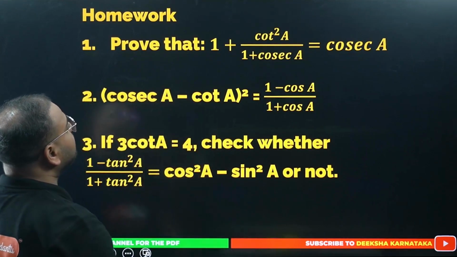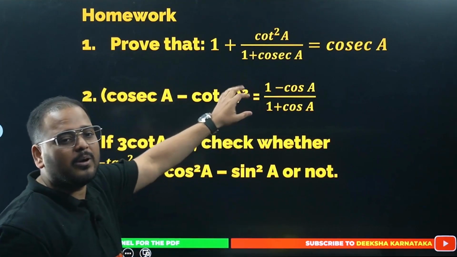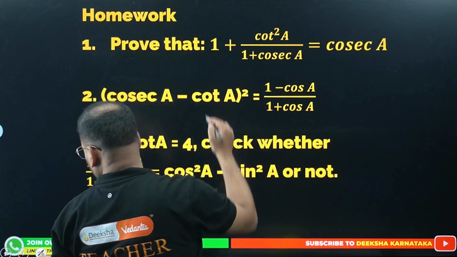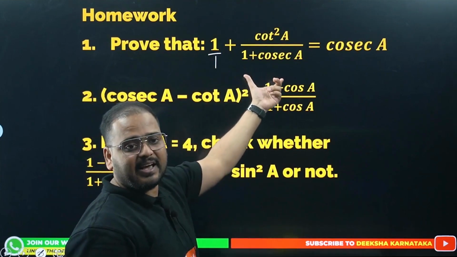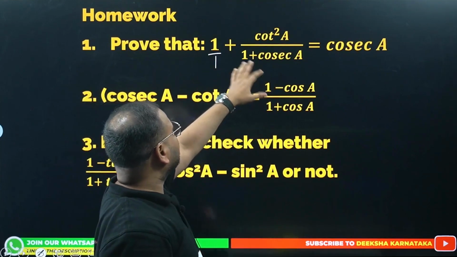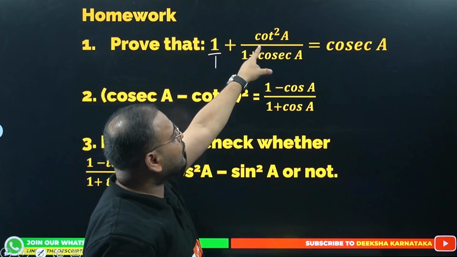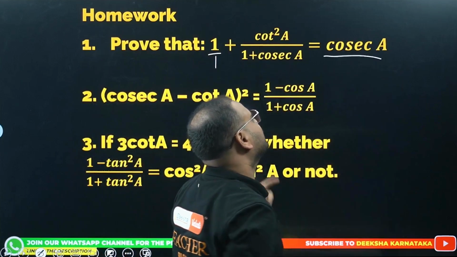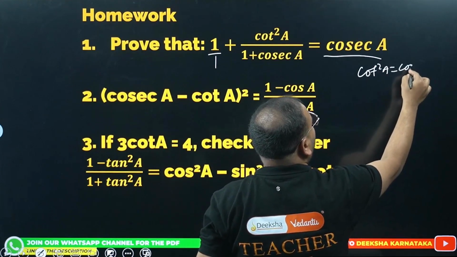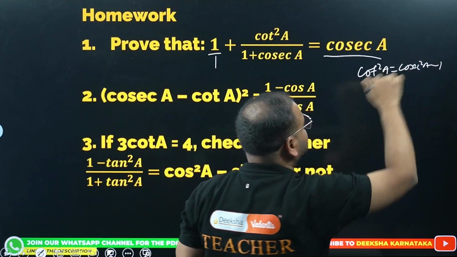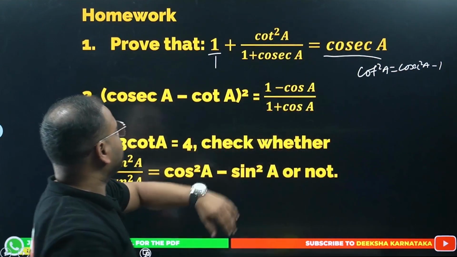Okay. 1 plus cot square A upon 1 plus cosec A equals cosec A. Will you do it? No problem, just take the LCM here. What is this value? This value is 1 by 1. So take 1 and 1 plus cosec A as the LCM. If you do that and put the value of cot square A from the identity, because you don't want cot square. What is the RHS? Only cosec A. So put cot square A as cosec square A minus 1. If you do that, you'll get only cosec A's. Simplify it, you'll get the answer.